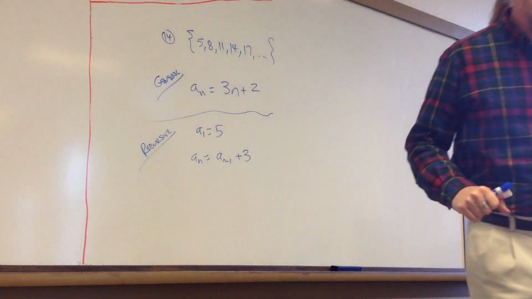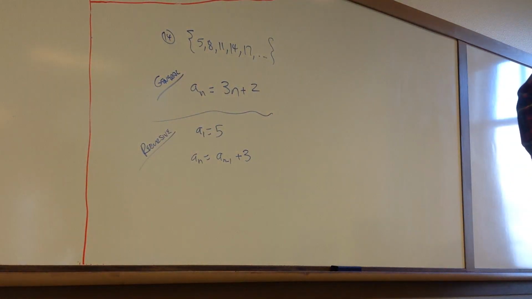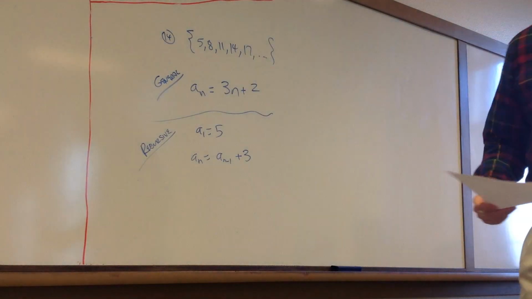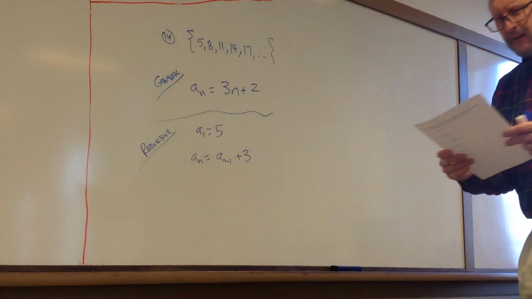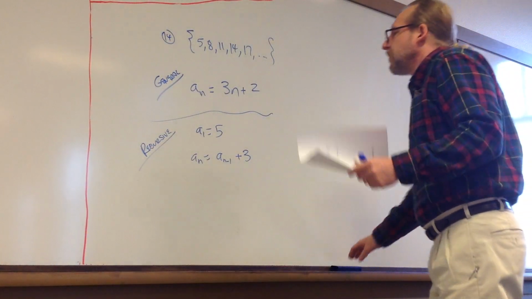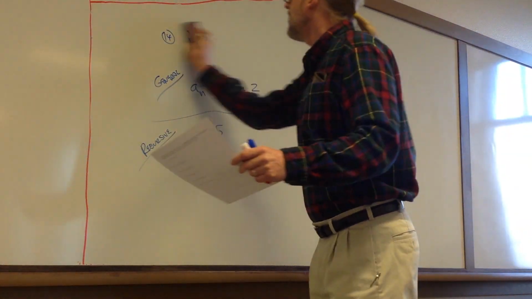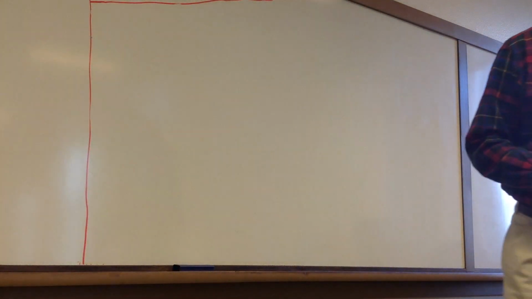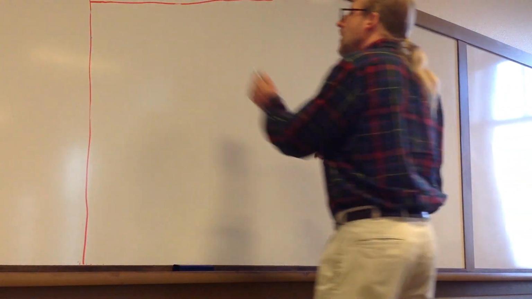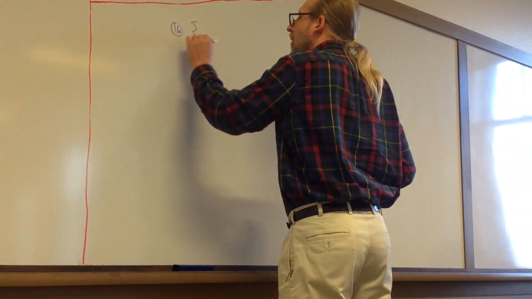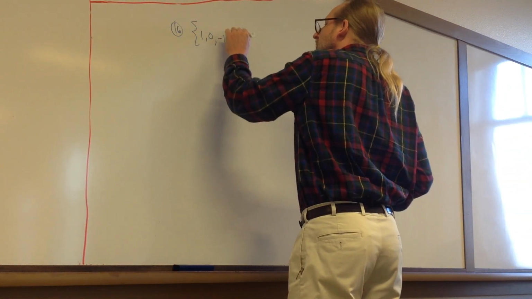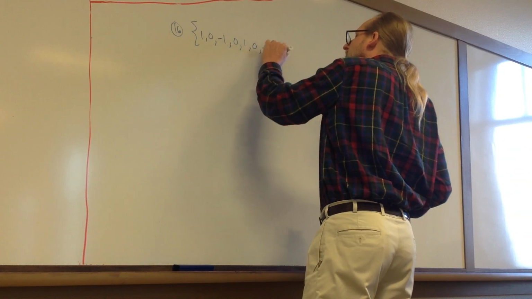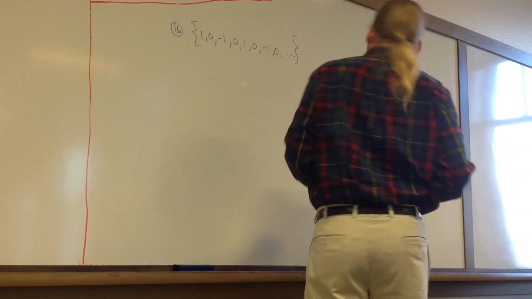All right, let's see here. Problem 16. So problem 16 is kind of interesting. It's very closely related to problem number 4 on the front of the handout. So, problem 16, we start off with 1, 0, negative 1, 0, 1, 0, negative 1, 0, and so on.